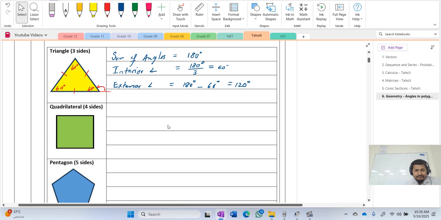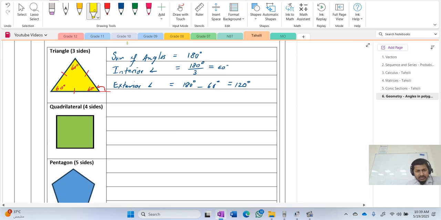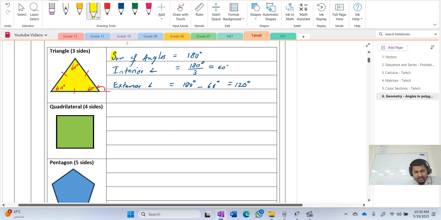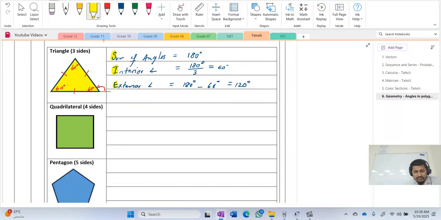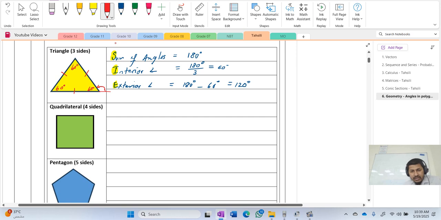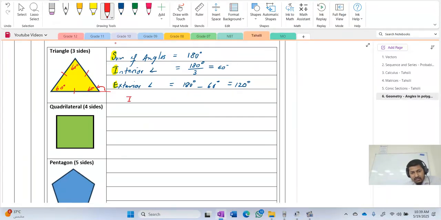For the sum of angles I'm just going to use S, for the interior angle I'm going to use I, and for the exterior angle I'm going to use E. So what can we say? The interior angle plus the exterior angle is always equal to 180 degrees, as you can see from here.